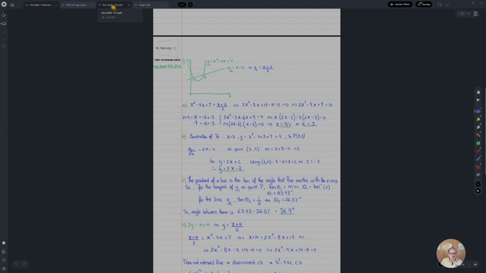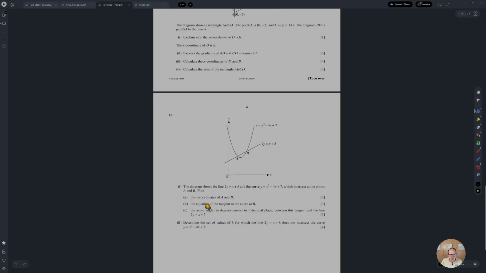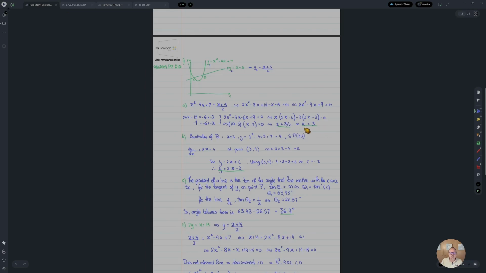Oh, they just ask for the x coordinates, right? Or the full coordinates? No, the x coordinates, so it's done. Okay, it ends here. Now the coordinates of B, you will need to get that to get the equation of the straight line. Substitute 3. Again, 3 is the x coordinate of B, don't forget.